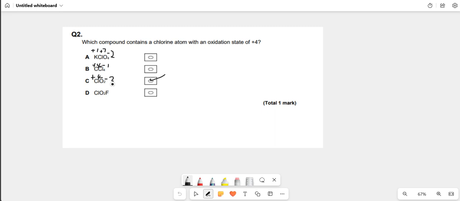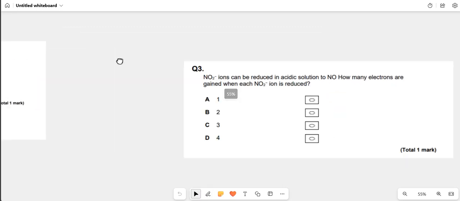But I'm also going to explain the last one too, because it's good practice, and you should just know. Fluorine is always -1. Oxygen is -2, so 2 times -2 is -4, plus -1, so it should be +5. Easy. Alright, next one.